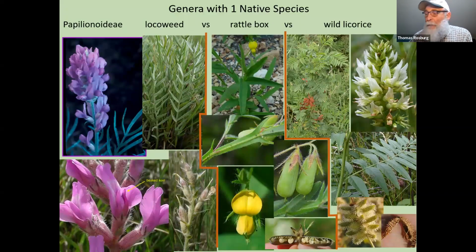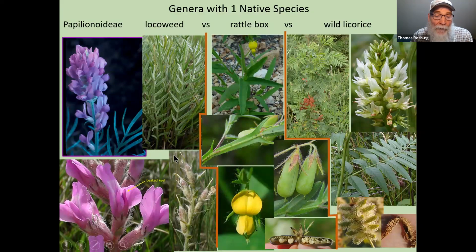All right, now we're going to jump into some Papillonoids. We went through the 5 genera of Sesquipenoids and the 2 genera of Mimisoids. So here again are some Papillonoids that each have just one native species in the genus. There's Oxytropis lambertii right here, Cordylaria sagittalis, and wild licorice, which is Glycyrrhiza lepidota.